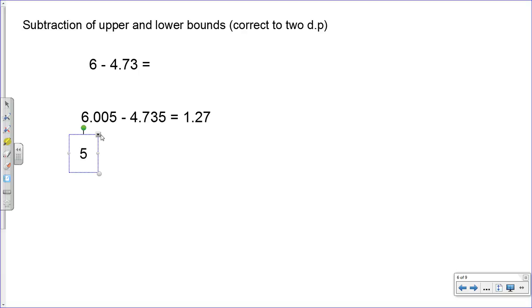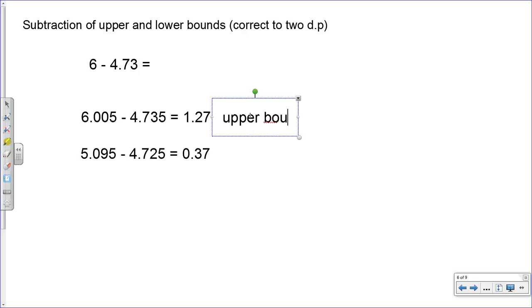Okay, the lower bound would be 5.095 minus 4.725, both of which are the lower bounds, and your answer would be 0.37. So this is your upper bound answer, and this one here is your lower bound answer.